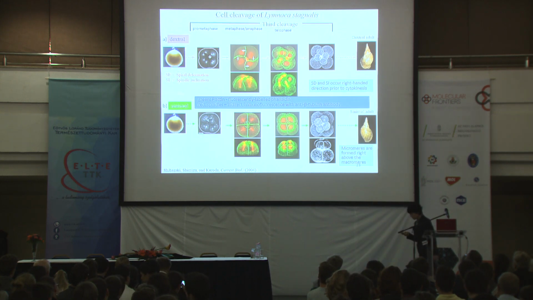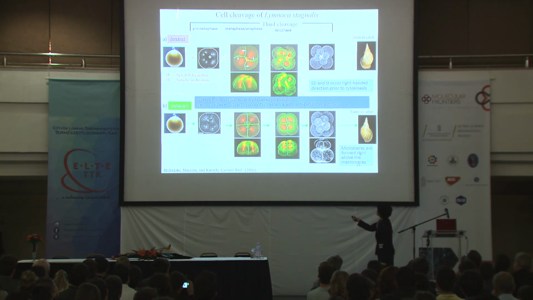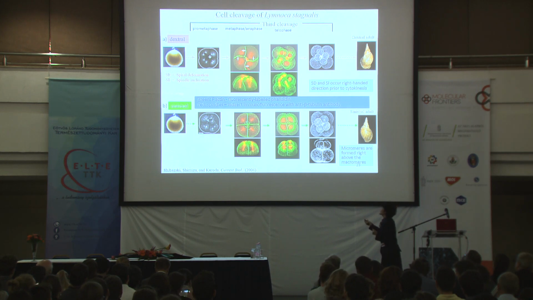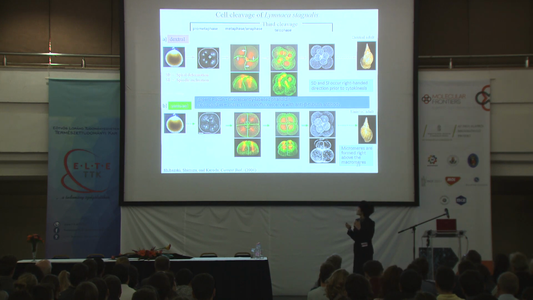I will show you more by staining the F-actin and microtubules. The top one is a dextral one, and this is the step from 4-cell to 8-cell stage that we call the third cleavage. And this is a spiral cleavage. Here, at metaphase and anaphase, you can already see the deformation of the cell, so it's called spiral deformation. And the spindle in red is already tilted in a helical way, so we name this spindle inclination.